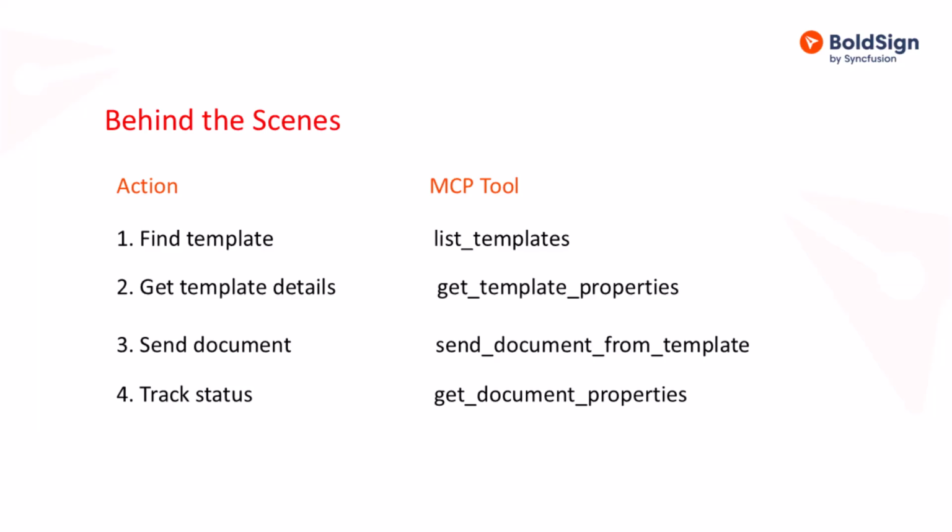Now let's break down what happened behind the scenes. First, the agent collected the required information through conversation. Next, it identified the correct warranty claim template using template-related MCP tools. After retrieving the template information, it populated the required fields and sent the document for signature. Finally, it monitored the document status to determine whether the signing process was completed. Each step was performed using MCP tools, allowing the agent to execute a complete workflow without manual intervention.